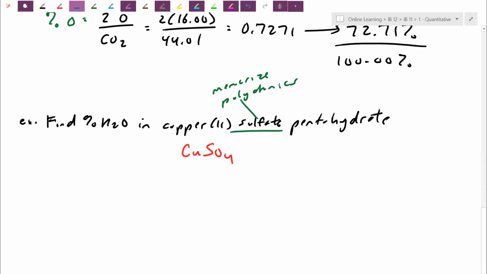Then I have a pentahydrate. Usually in an ionic compound like this, a metal with a covalent polyatomic grouping, we don't get prefixes. This time we are getting a prefix because it tells you how many waters there are. So this is CuSO4 with 5 waters.